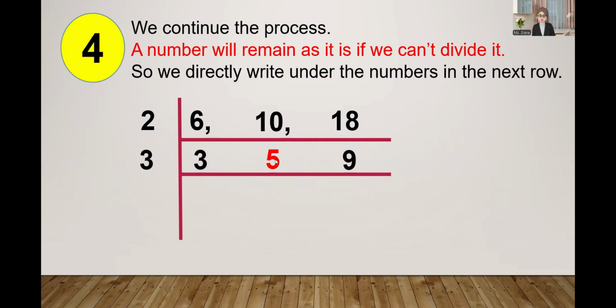Okay, so let's start dividing. 3 divided by 3 is 1. And then 5, just write as it is. And then let's divide 9. 9 divided by 3 is 3.